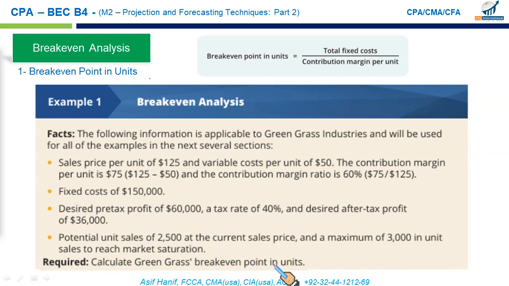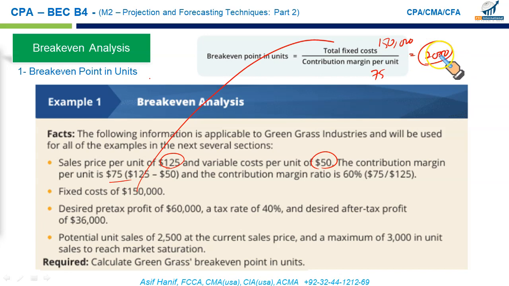So for that we need to first know what is the fixed cost, and I think it should be given right here somewhere. Fixed cost is 150,000 and we need the unit contribution margin, that is selling price 125, variable cost 50, 125 minus 50 is 75. So dividing your fixed cost of $150,000 by the unit contribution margin of 75 gives you the break-even quantity in units. That's going to be exactly 2,000 units.